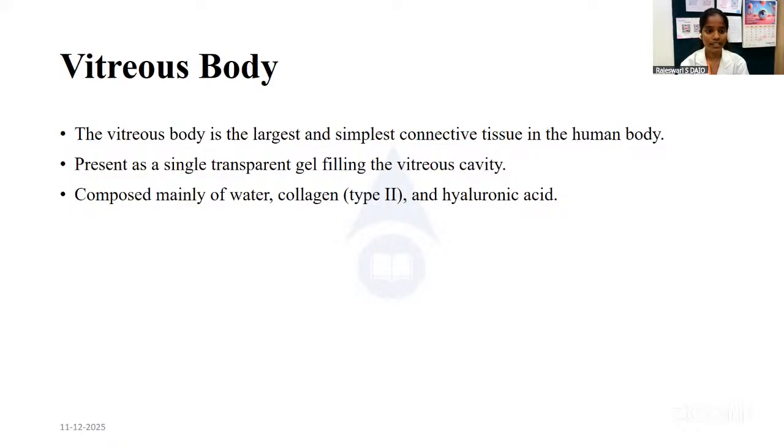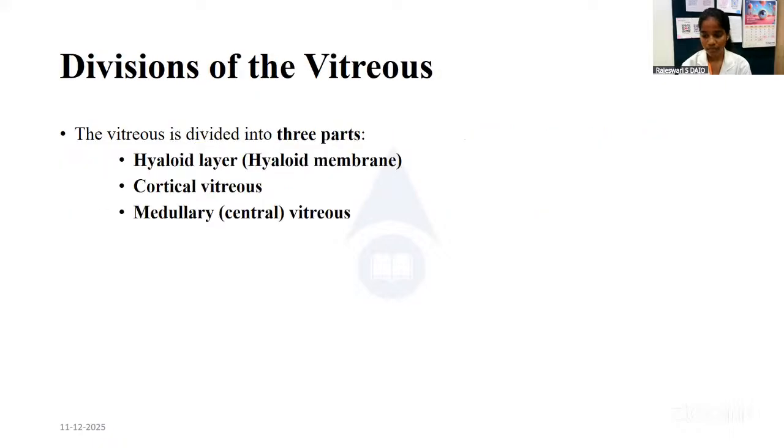Vitreous body is the largest and simple connective tissue in the human body, present as a single transparent gel filling the vitreous cavity, composed mainly of water, collagen type 2, and hyaluronic acid. These are the divisions of vitreous: hyaloid layer, hyaloid membrane, cortical vitreous, medullary vitreous.